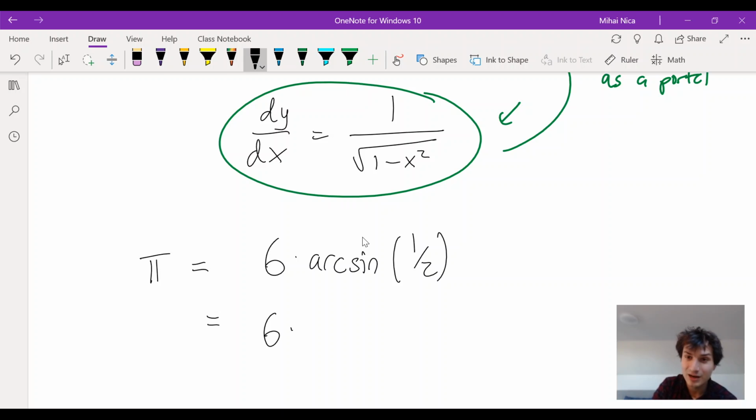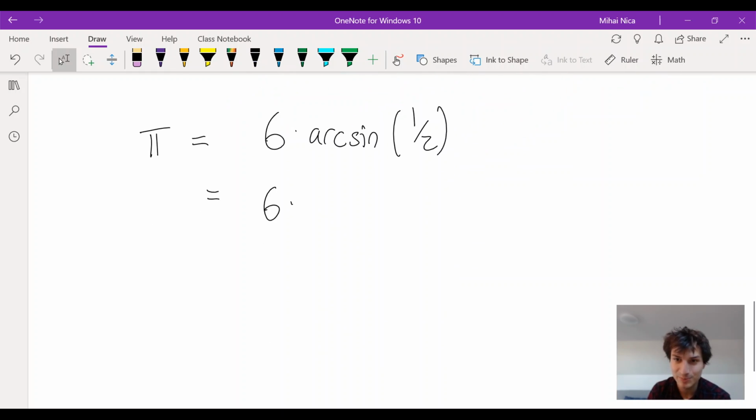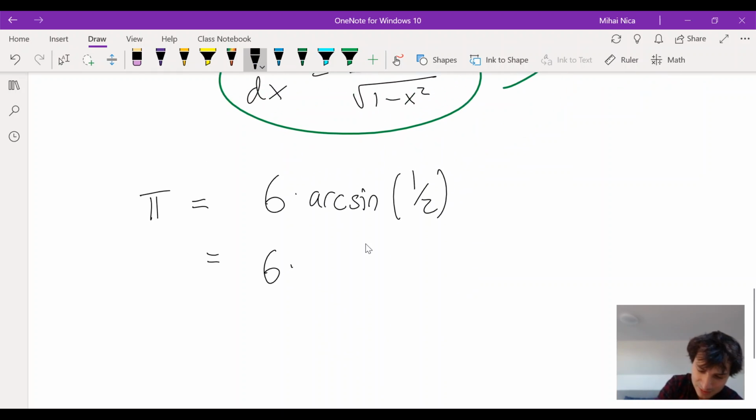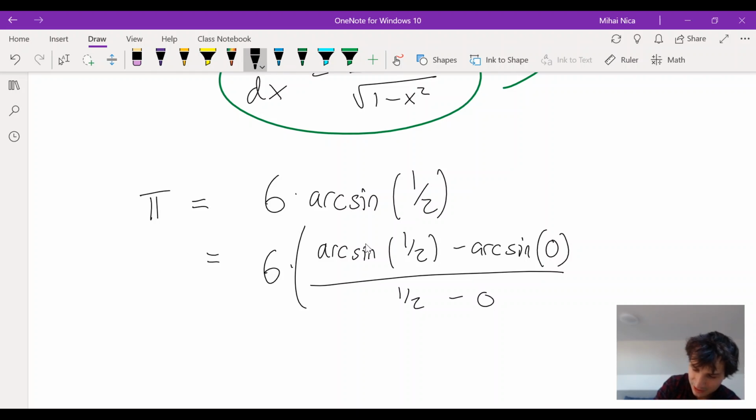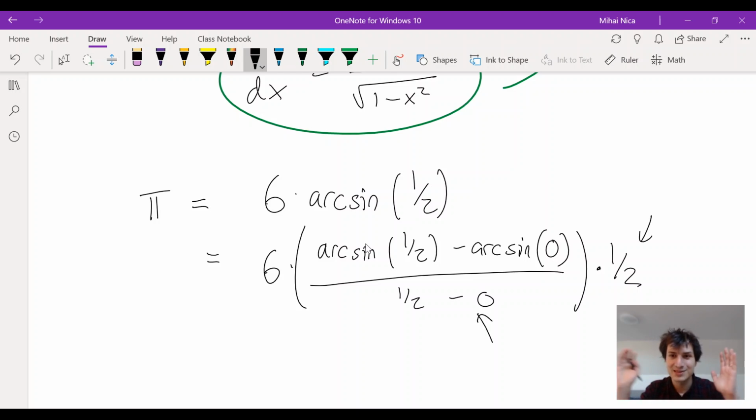6 times arcsine of 1/2, and this is going to seem a little crazy, but bear with me. Arcsine of 1/2 is equal to arcsine of 1/2 minus arcsine of 0 divided by 1/2 minus 0, all times 1/2. So what did I do over here? On the bottom I divided by 1/2 minus 0. Then I multiplied by 1/2. So that doesn't do anything. Multiplying and dividing by 1/2, that's legit.